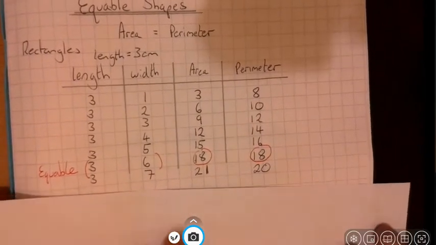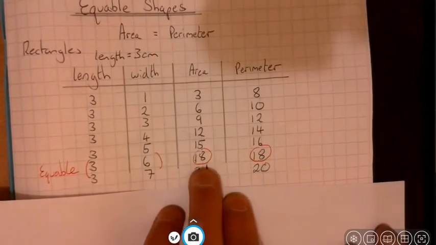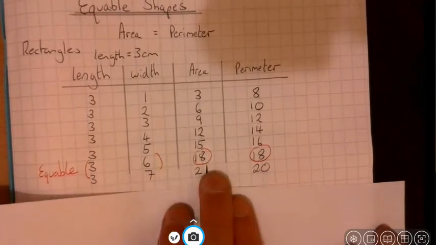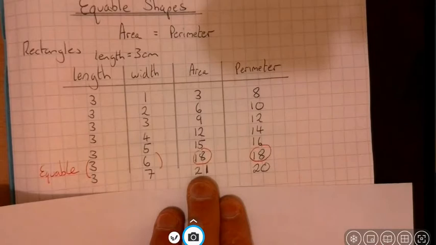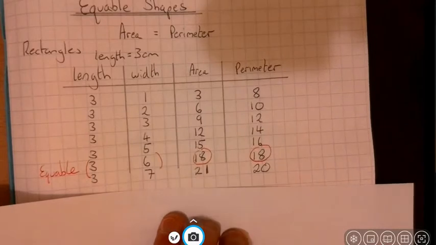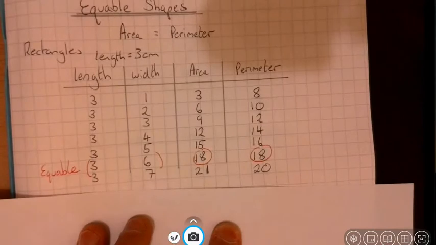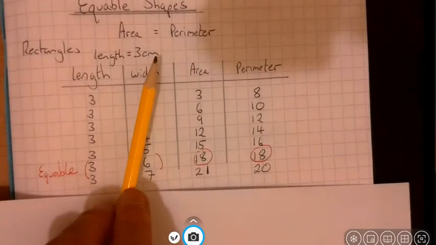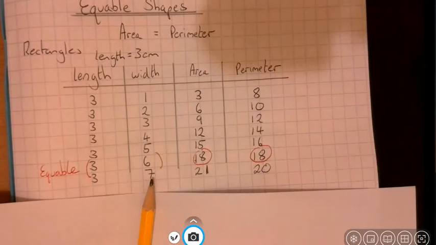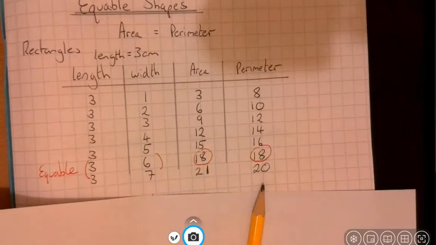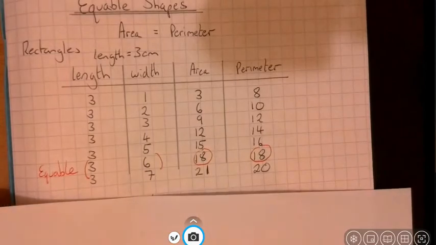And we can see the areas here, and we can see that we did find one. Okay, 3 by 6 gave us an equable shape, and it was actually an equable rectangle. Now, what we want to do is show that this is the only equable rectangle where there's a length of 3 centimeters. In other words, if we carry on 3 by 8, 3 by 9, 3 by 10, we're not going to find another one. Now, I think the best way of doing this is to draw a little graph.